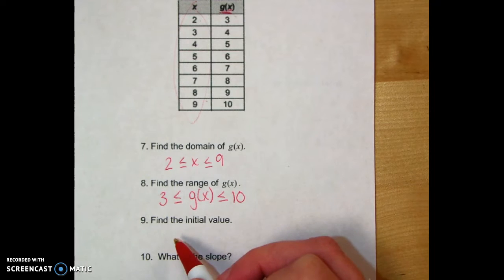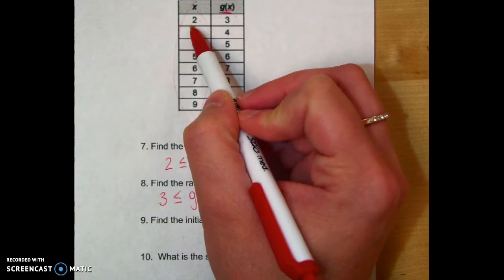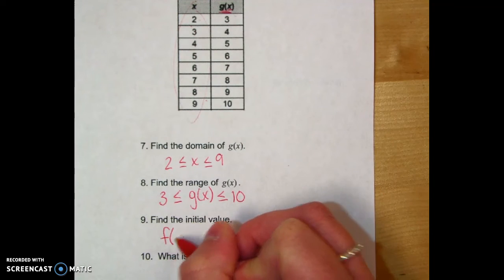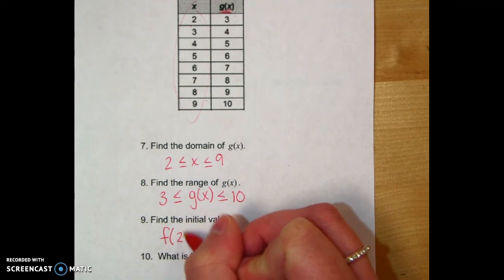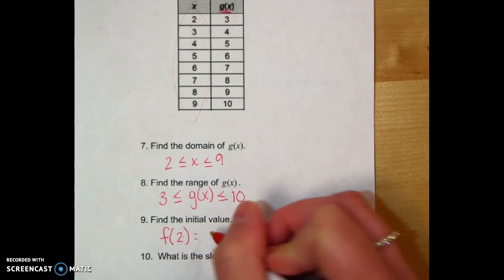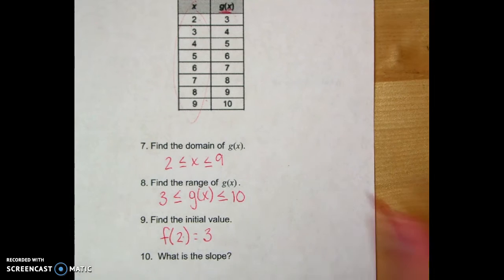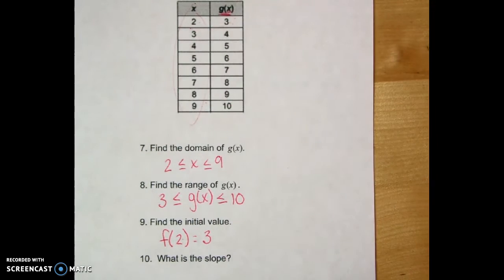Okay, the initial value, so you take the x, so the first x is 2, so that's the first input. f of 2 equals 3. I get that right from here, right from the table.